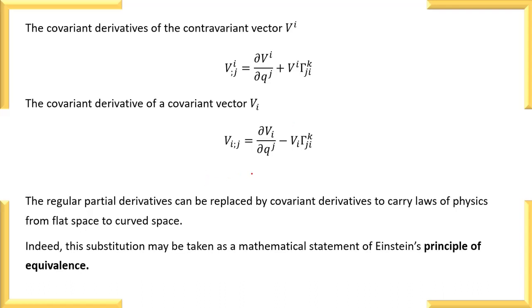The regular partial derivatives can be replaced by covariant derivatives to carry the laws of physics from flat space to curved space. This gives us a basis for what we call the principle of equivalence. In the principle of equivalence, Einstein tells us that when we measure something, such as force, in one coordinate system, it will be the same as the measurement taken in another coordinate system, no matter what, whether it is accelerated or any type of combination. The measurement we take in one reference frame will be similar to what we take with respect to the other reference frame. So we can change systems using these covariant derivatives, so that the laws of physics are carried intact from one space to another.